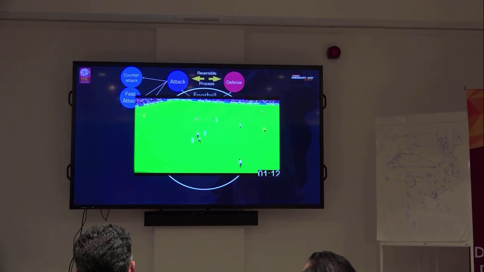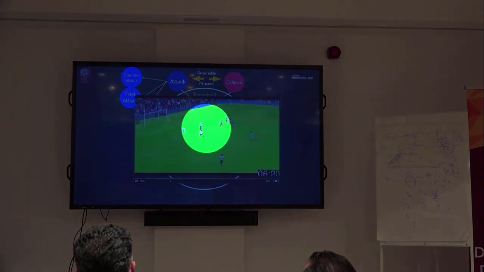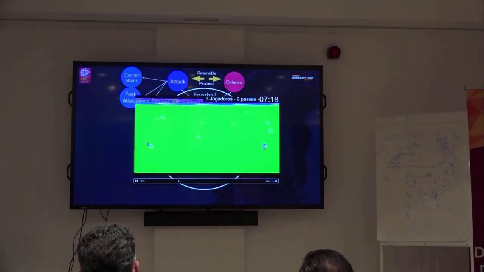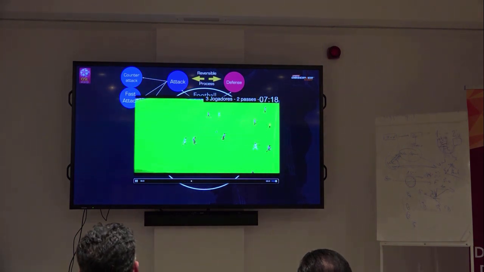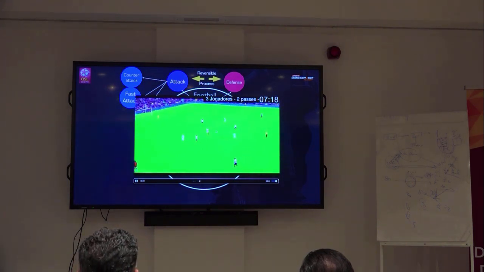They go very, very fast. But look at the organization of the other team. Look again. They lose the ball. They're going to lose the ball. Yeah, he has a lot of options to make passes.